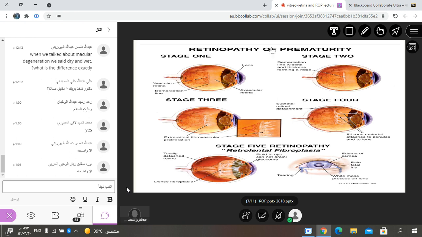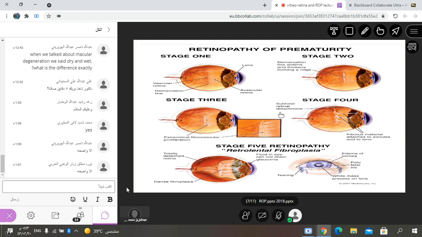The problem with ROP patients is that they are extremely premature babies. They don't complain. And the other important thing is that it is a bilateral condition. It is not only one eye, it is both eyes.